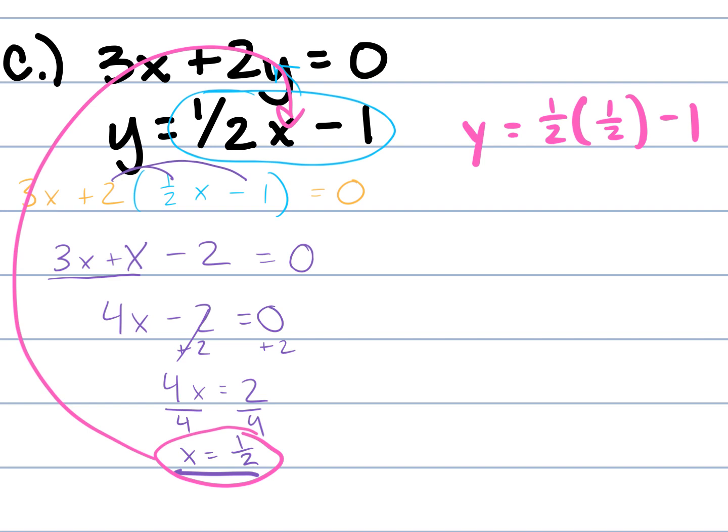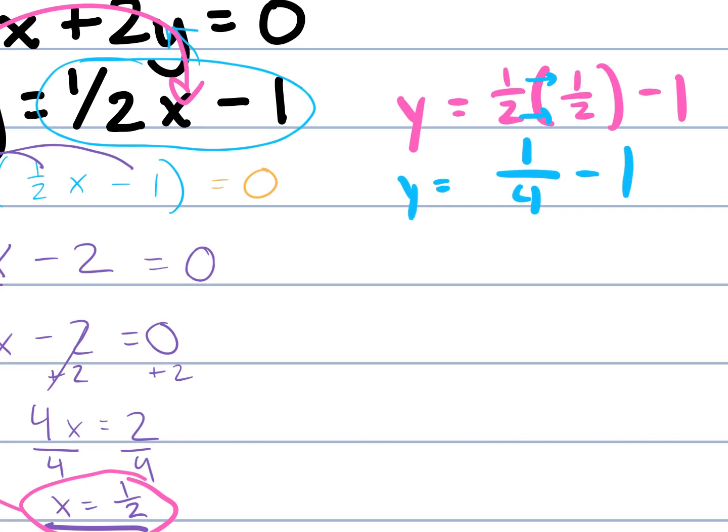How do we multiply fractions? Straight across. So 1 times 1 would be 1, and 2 times 2? 4. So we get 1/4 minus 1.